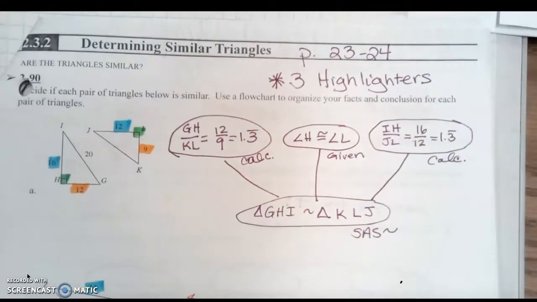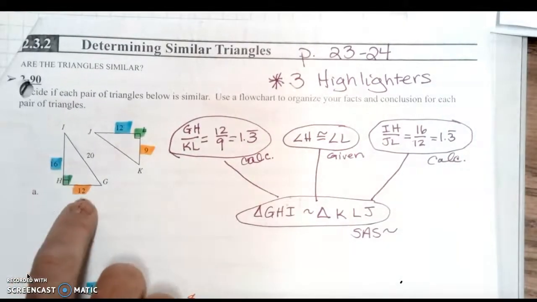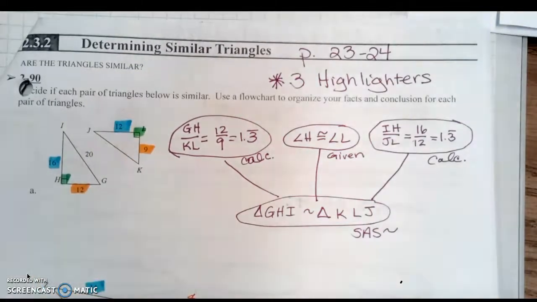Okay? So for part A, I saw that I had a side, an angle, and a side marked on the triangle on the left, and a side, an angle, and a side marked on the triangle on the right. Side angle side is a possible triangle similarity if the sides are proportional, meaning they have the same ratio.